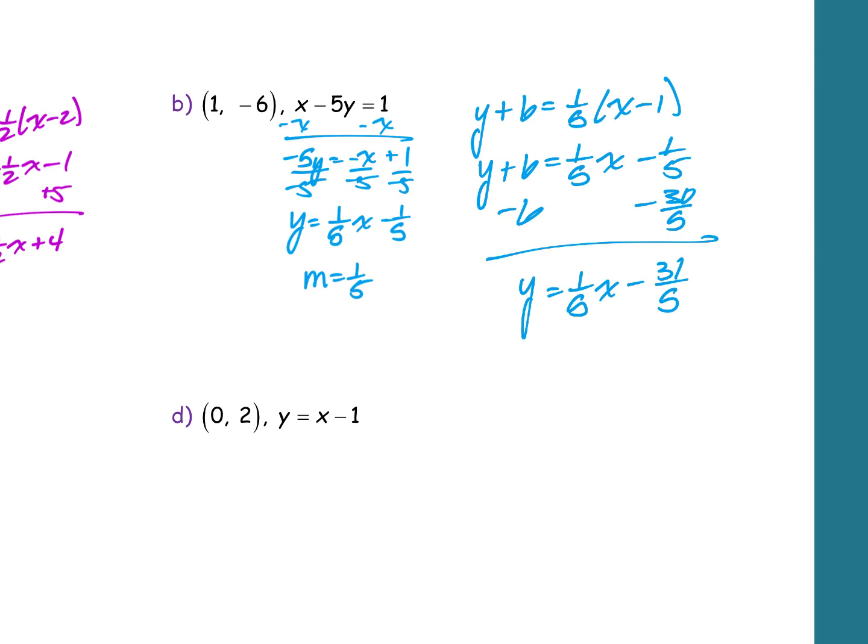Anybody know how I got 30/5 when I was subtracting 6? What's 30 divided by 5? 6. I'm still subtracting 6. I just need to have it in a form that I could subtract from, right? This has a denominator of 5, so I multiplied 6 by 5 on top and put a 5 underneath it. So when I simplify it, it would be 6 over 1. Is everyone okay with that? Okay.